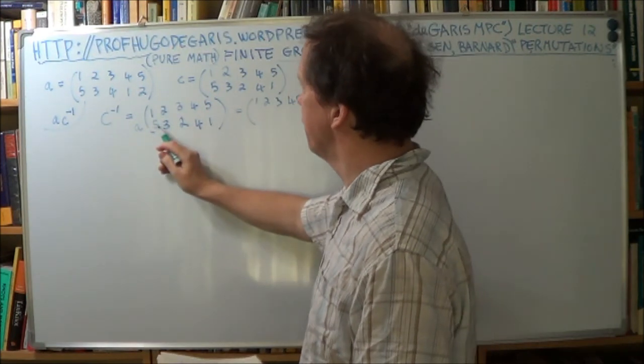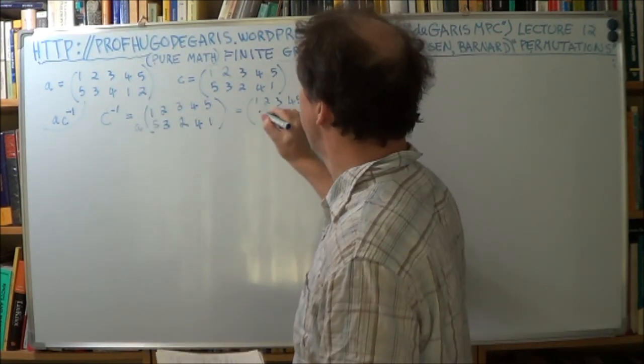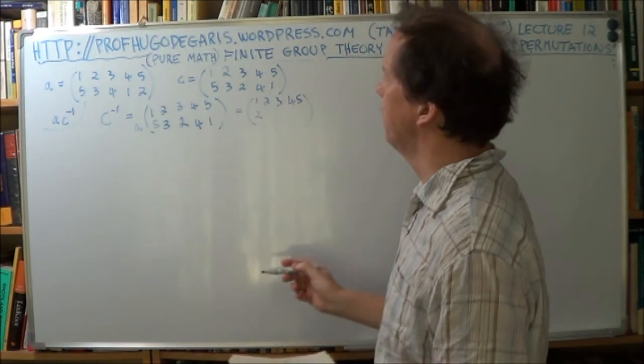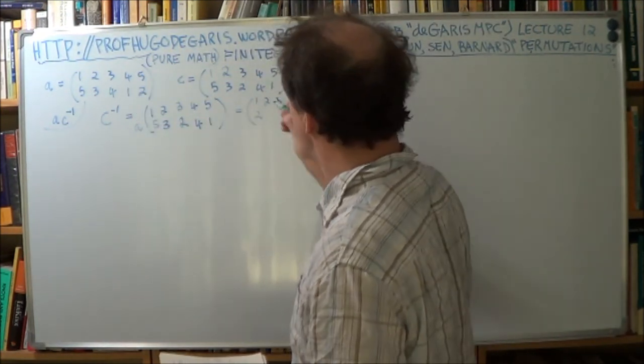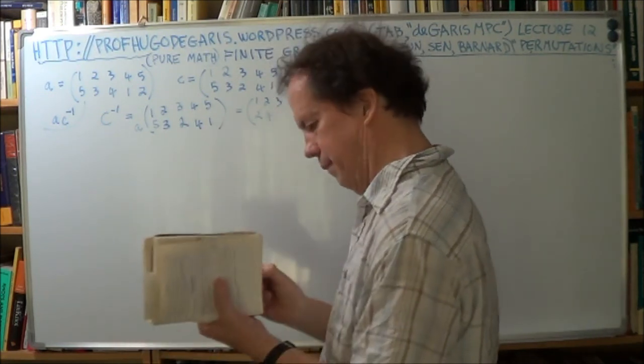Okay, so 1 goes to 5 and 5 goes to 2. So the net effect is 1 goes to 2. 2 goes to 3 and then 3 goes to 4. So the net effect is 2 goes to 4.